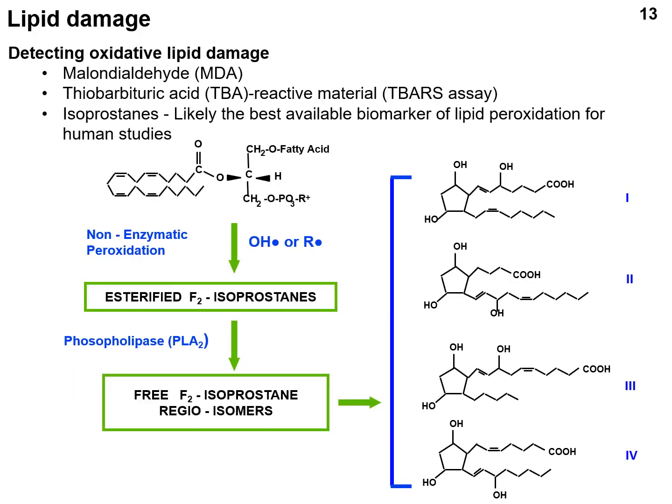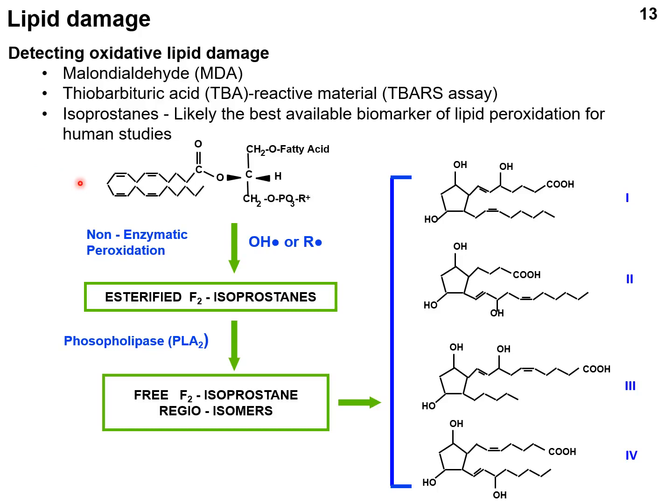So, how do you detect damaged lipids? Generally speaking, the methods are always based around some degradation product of phospholipids. For example, assays have been developed to detect malonaldehyde. There is also an assay called the thiobarbituric acid reactive substances assay, abbreviated as TBARS assay. But the one that's considered the gold standard for detecting lipid damage is isoprostanes. It's likely to be the best available biomarker of lipid peroxidation for human studies.